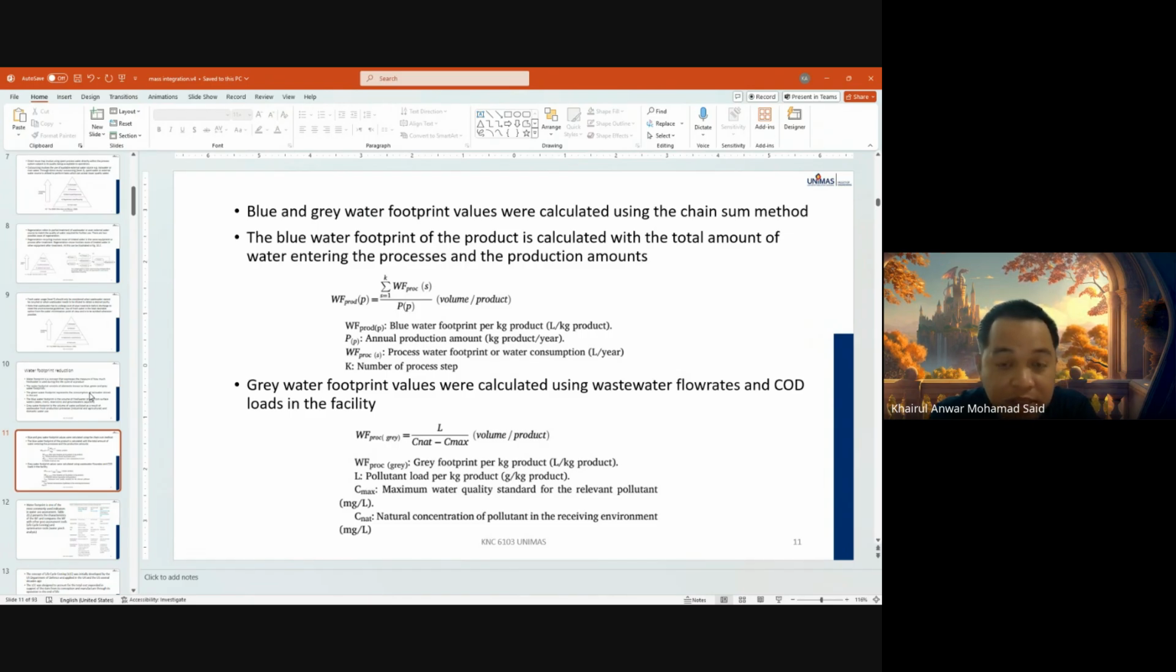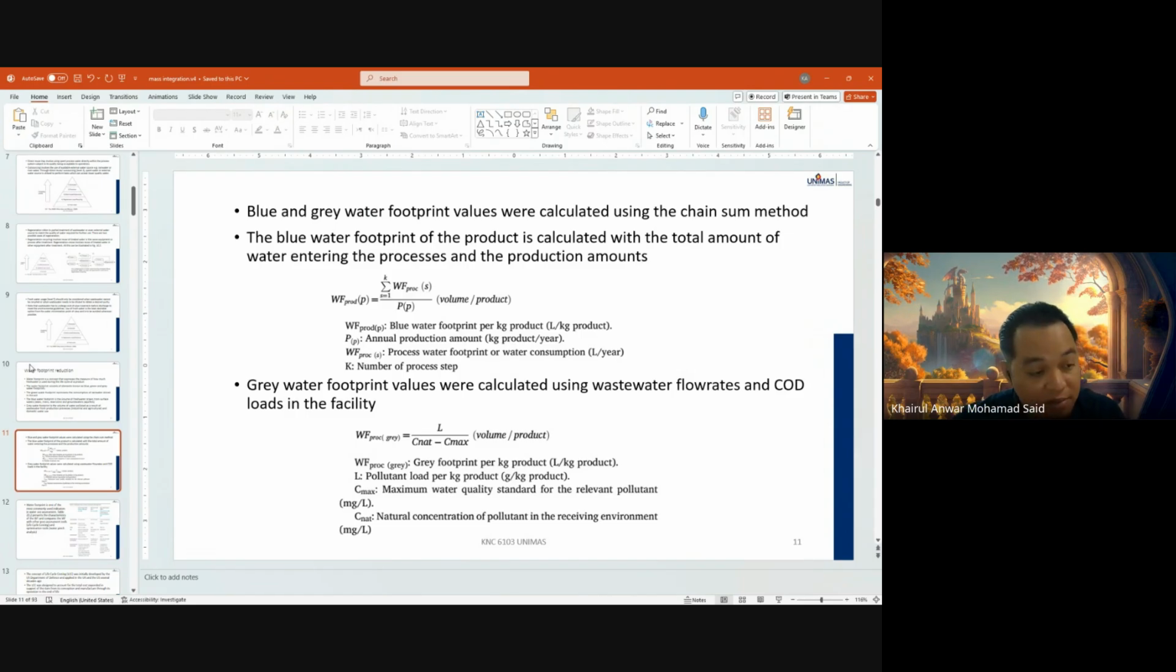Based on this equation, we take the volume of fresh water that is entering the process step or being consumed by the process, and we divide it by the total mass of the final product produced. Simple as that. How much fresh water is consumed by that process, divided by the total mass of the final product. The fresh water introduced into the process is to make that product.